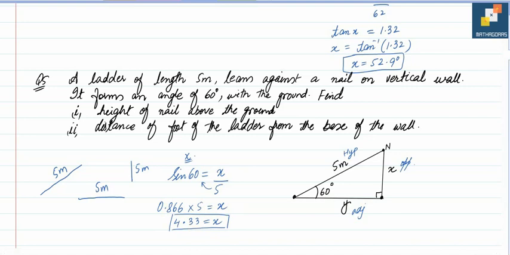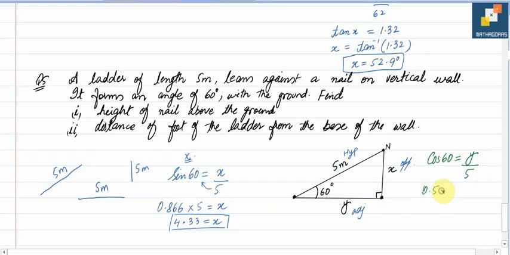After X you need to find the value of Y. So for Y you need to take adjacent and hypotenuse. That means you need to apply cos. So cos 60 is equal to adjacent, which is Y, over hypotenuse, which is 5. Now the value of cos 60 is 0.5, into 5 is equal to Y. Now 0.5 multiplied by 5, it's 2.5 is equal to Y. So that is the answer of X and Y, right?